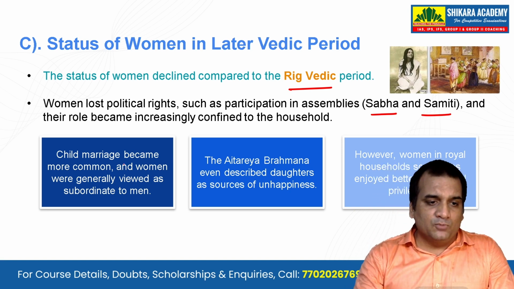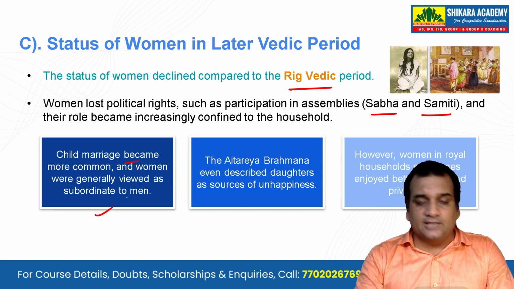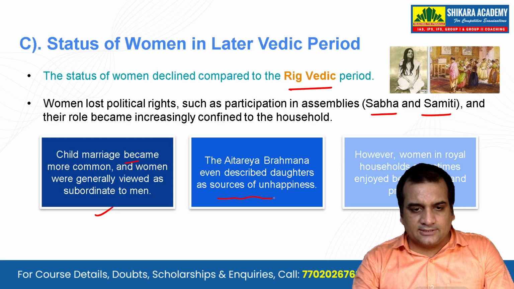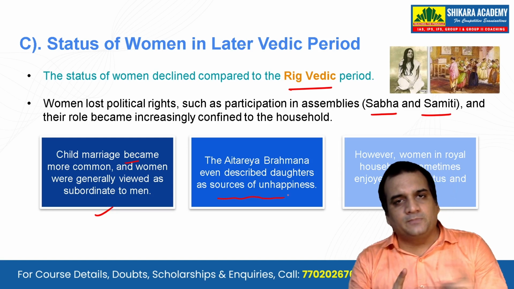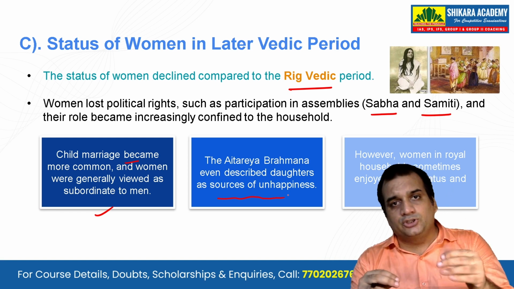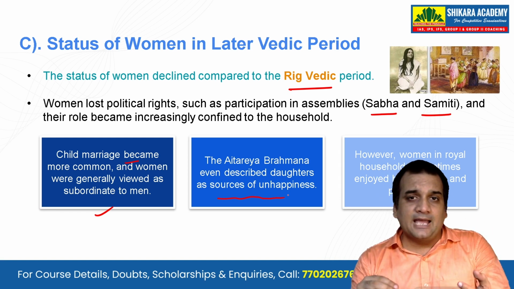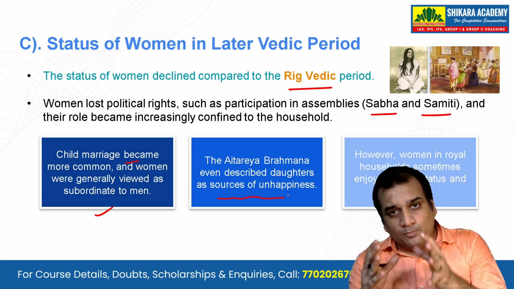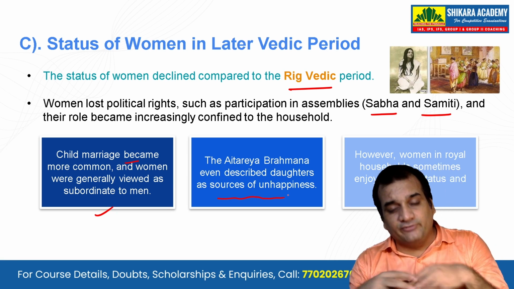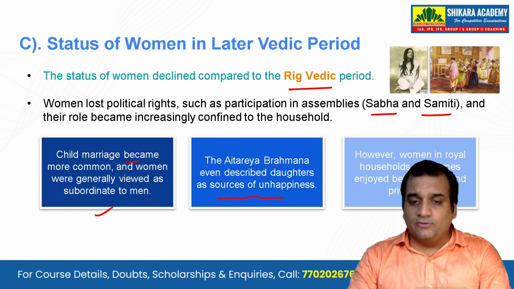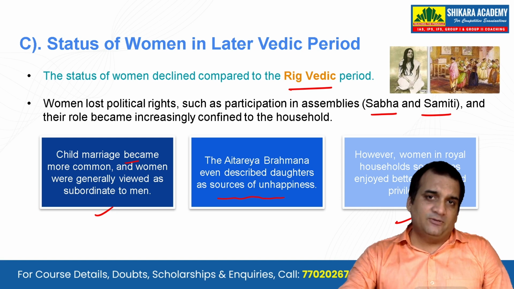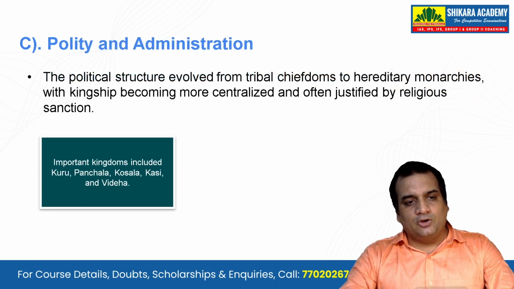Child marriage became more common and women were generally viewed as subordinate to men. The Aitareya Brahmana even described daughters as a source of unhappiness. Even in the early Vedic period, if you remember, we studied that women were given a respectable position, but people were very happy when a boy was born, not happy when a girl was born. However, women in royal households sometimes enjoyed better status and privileges. So that is only for the royals.